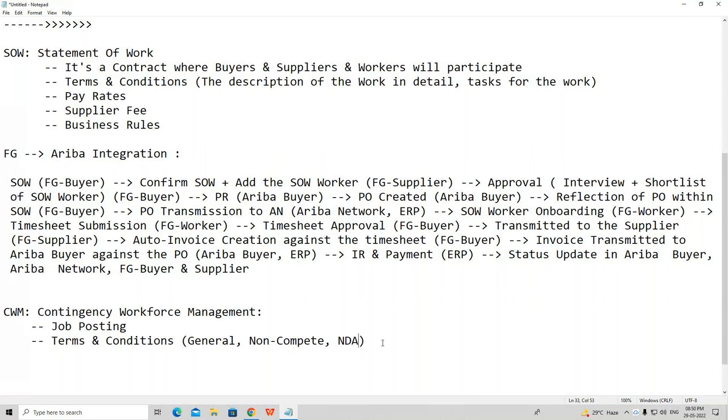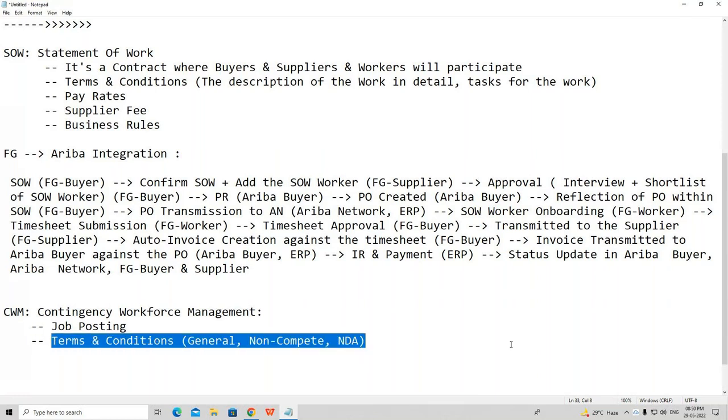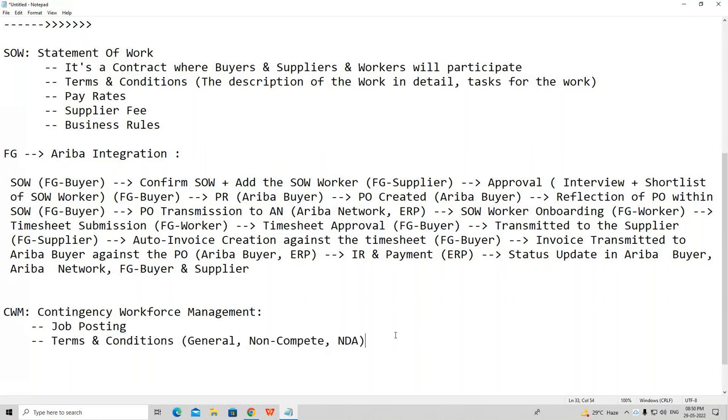This kind of terms and condition will be there. General, non-compete, NDA. That means why? Because this is basically signed between whom? Buyer and the worker. That is why this will be the terms and condition. But there will be a small terms and condition. And what is that?